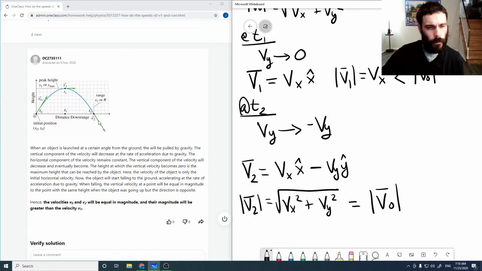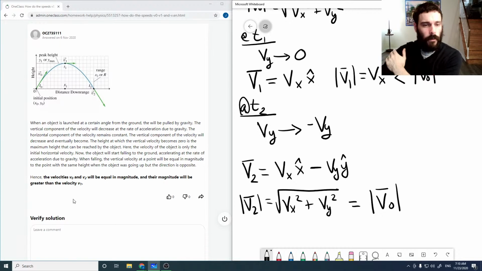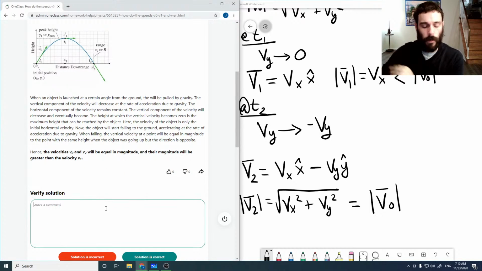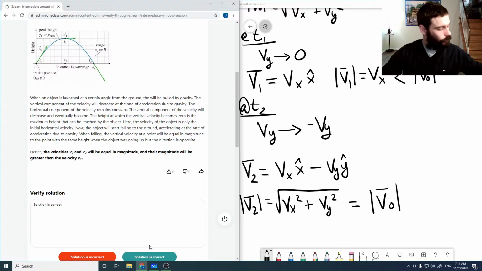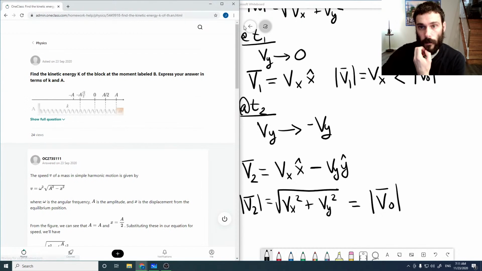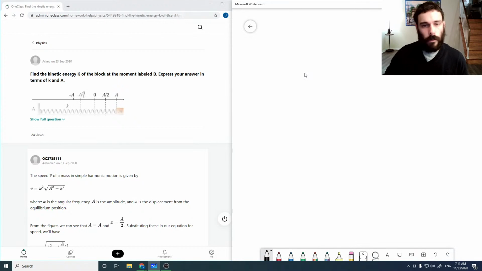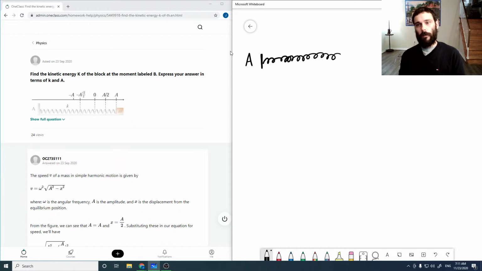So if we look through the solution here, that basically talks through everything and says the velocities v0 and v2 will be equal in magnitude and will be greater than v1, which is what we said. So that looks good. Okay, and again, I'm just going to sketch this out as it's cut off a bit there. So what we're given in the problem are four cases for a mass on a spring. And my spring is going to be a rather janky spring, but that's okay.